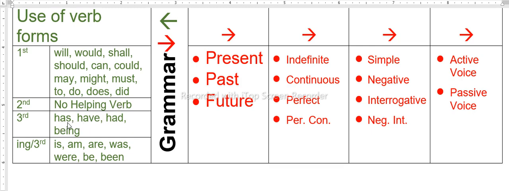With these words use the third form: for, has, have, had, being. Whenever you are using them, you have to make a selection of what form of verb you should use. Third form, always, always, always use the third form. Or don't use any form of verb. Okay, if you use the third form, then it will be correct. Otherwise, the sentence will go wrong.